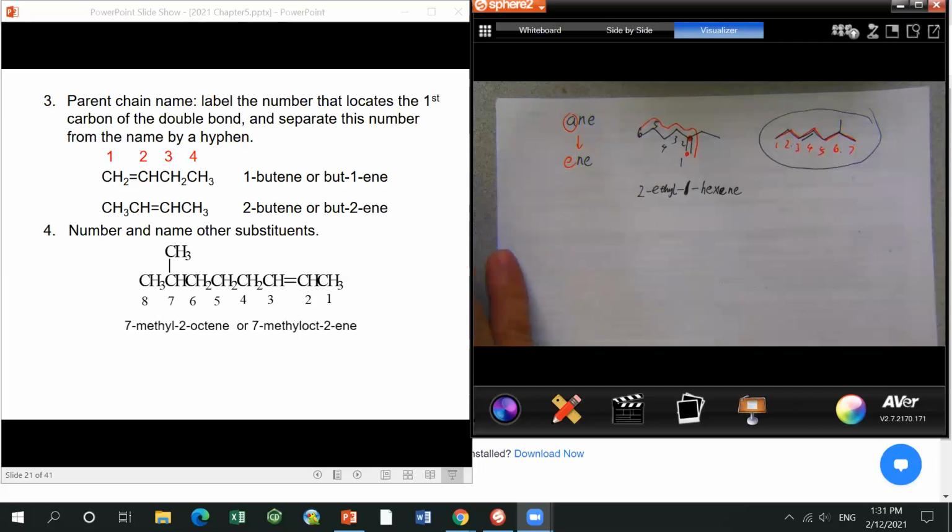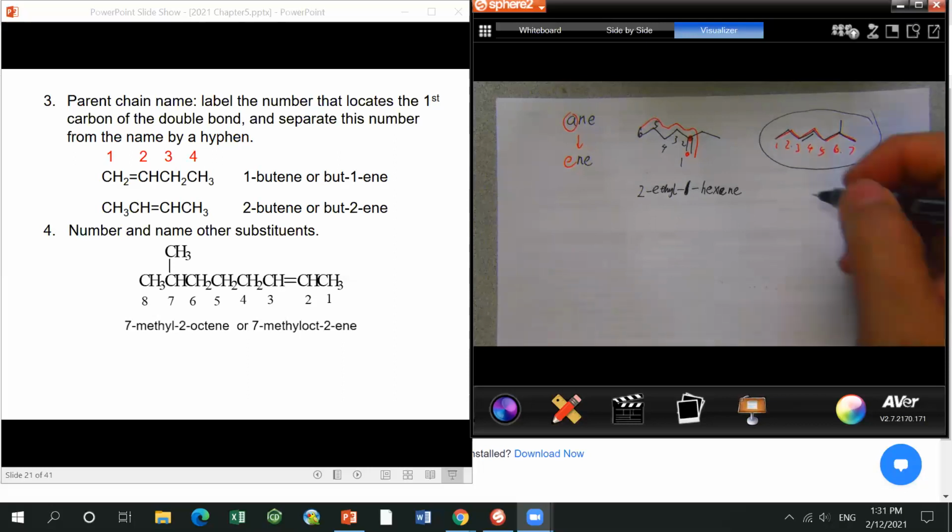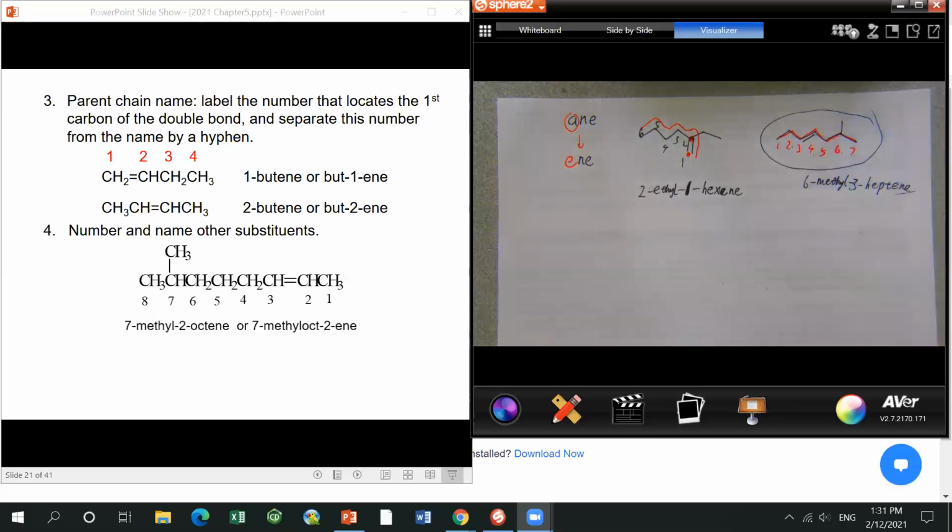Yeah, that should be 6-methyl. That's right. I guess students already showed the answer in the chat. So this one, the whole carbon chain should be 3-heptene, the ENE, and then we put the methyl group before the parent name. So that's 6-methyl. Good, that's right. 6-methyl-3-heptene.